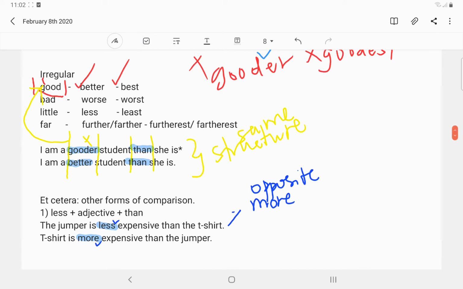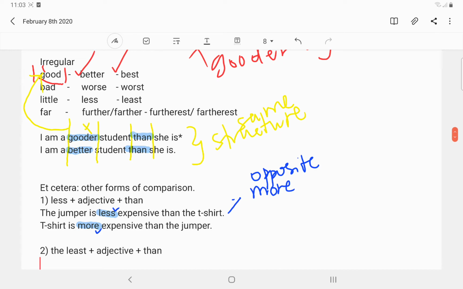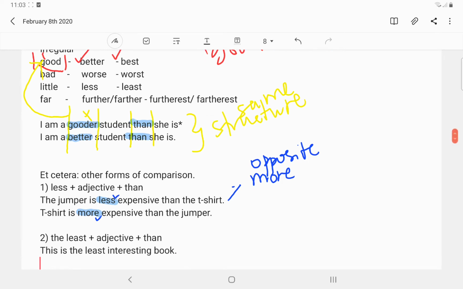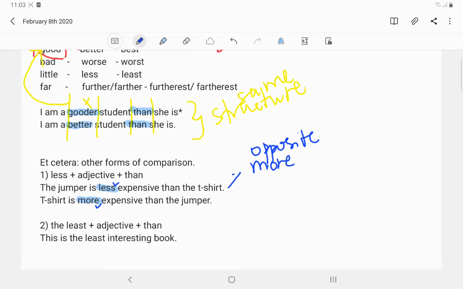So the first one is less plus adjective plus than. The second one is the least. Sebab tadi kita ada the most. So sekarang kita ada the least pula. So penggunaan dia pun sama, cara guna dia pun sama macam the most. So this is the least interesting book. So maksudnya buku ini adalah buku yang paling tidak ataupun paling kurang menarik. Least. Okay? So least is the opposite of the word most.